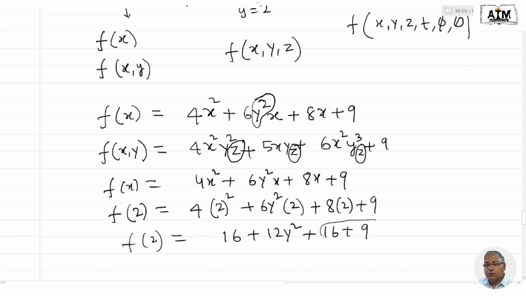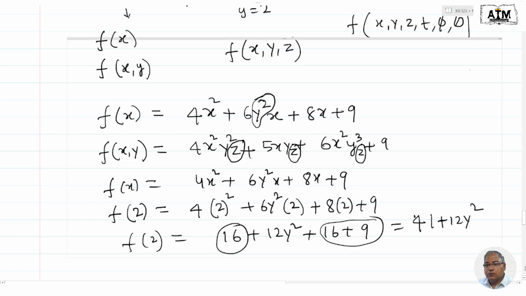Of course, this can be added. So this becomes, even this can be added, 32 and 9, 41, plus 12y square. 41 and 12y square cannot be added. They are different entities, so we cannot add them. So f of 2 equals 41 plus 12y square. So this way we can find out the value of the given function.